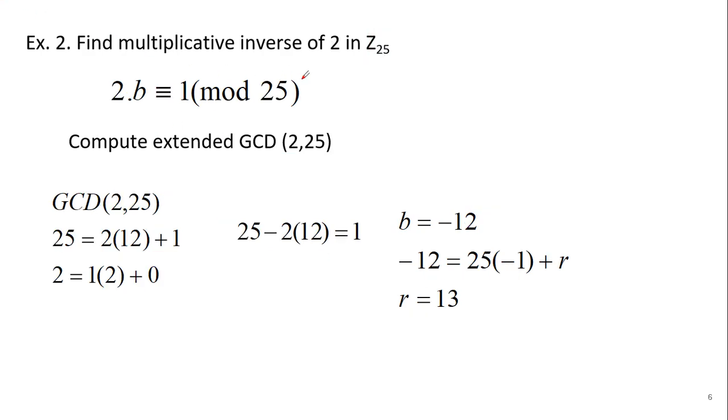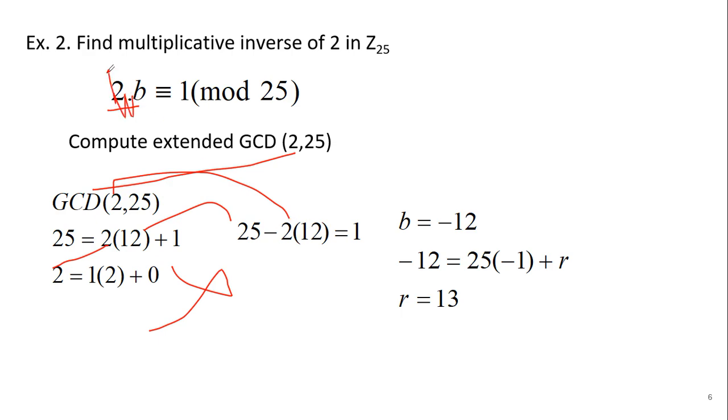Next, find the multiplicative inverse of 2 in Z25. So here we write 2 into b congruent to 1 mod 25. We will calculate the GCD of 2 and 25. 25 is equal to 2 into 12 plus 1, and 2 is equal to 1 into 2 plus 0. So we will not take this equation. We can arrange this equation as 25 minus 2 into 12 is equal to 1. So with respect to 2 our coefficient is minus 12, because we require it with respect to this 2.